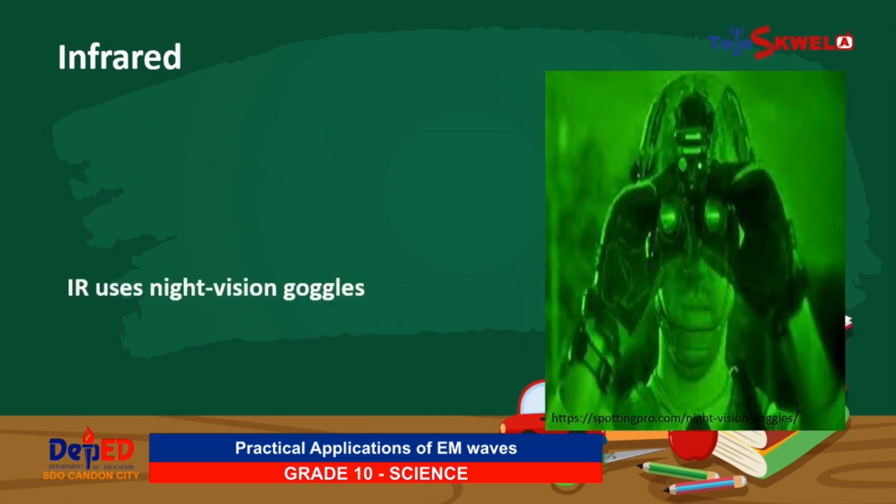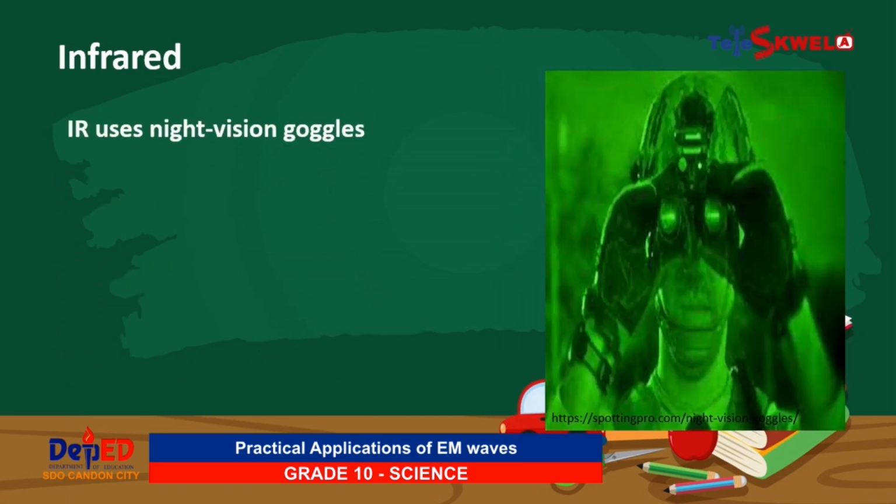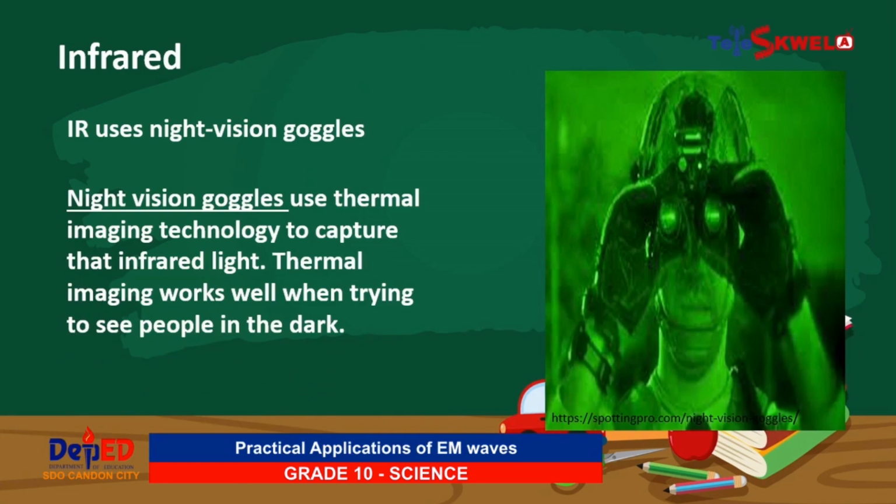Some night vision goggles use IR. Night vision goggles use thermal imaging technology to capture that infrared light. This way, you can see an image of what's going on in the dark. It's based on the amount of heat being made by objects. Thermal imaging works well when trying to see people in the dark.